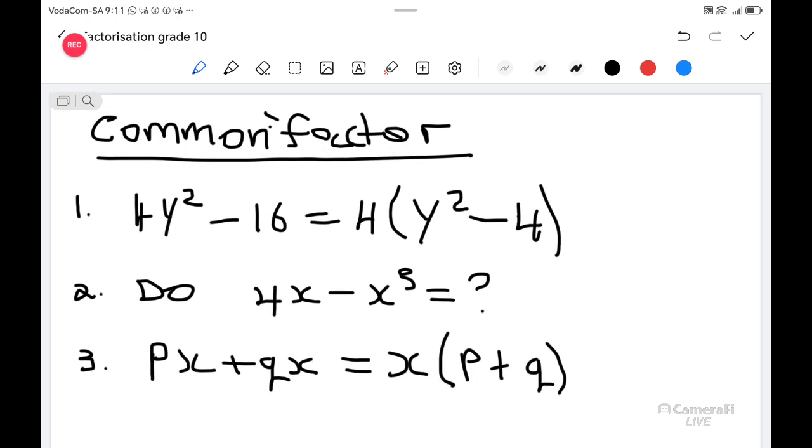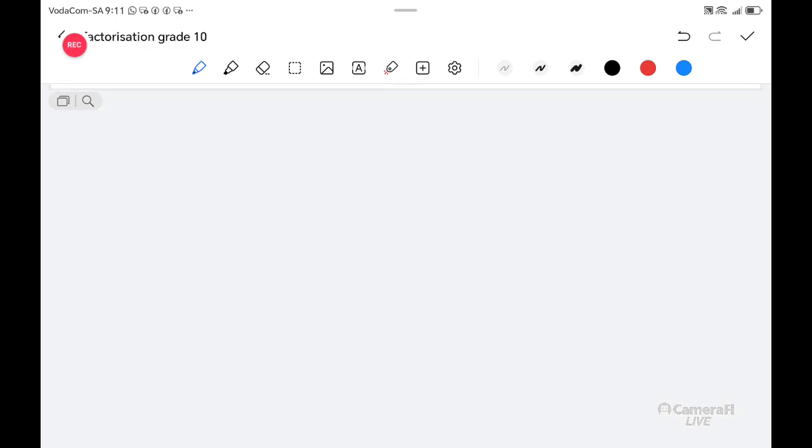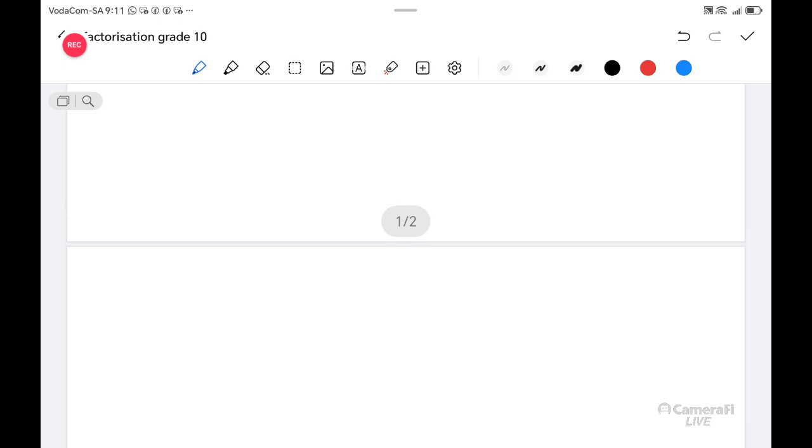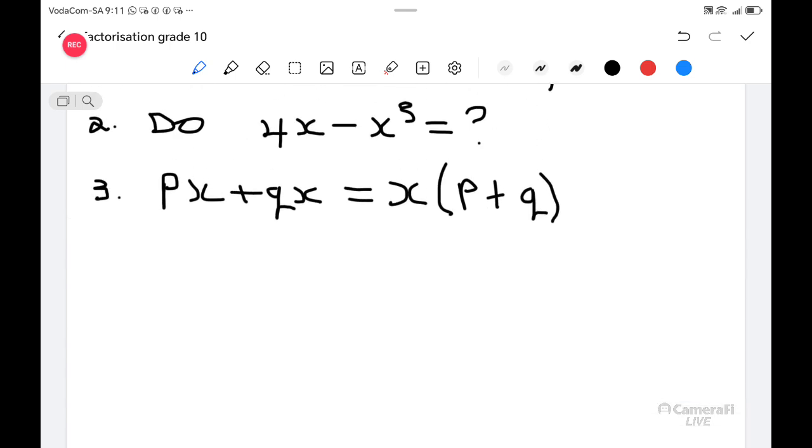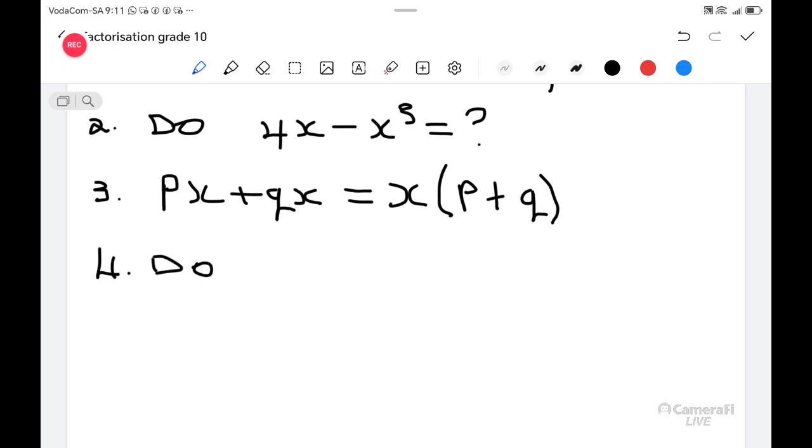Then if we proceed, we can add a page and try to proceed. Alright, so the next thing is number 4. Please do this one. Do number 4, which is x squared minus x. And then you find a common factor for us.